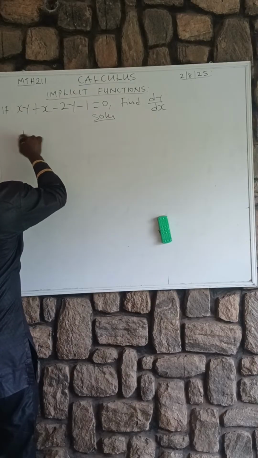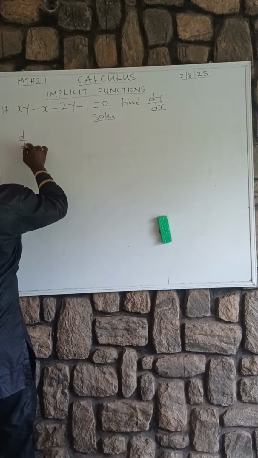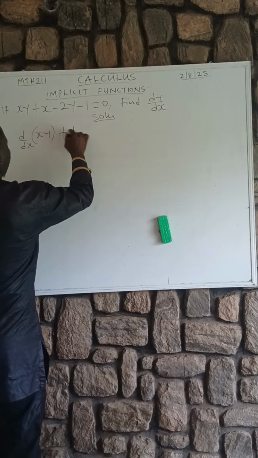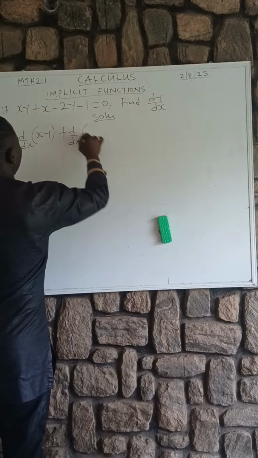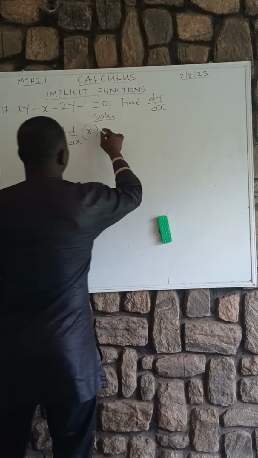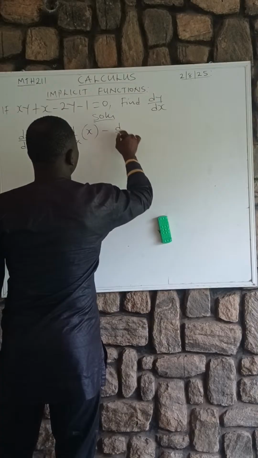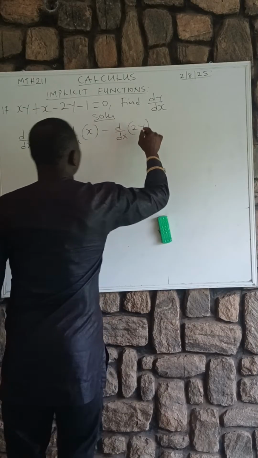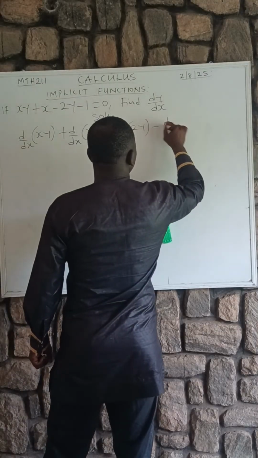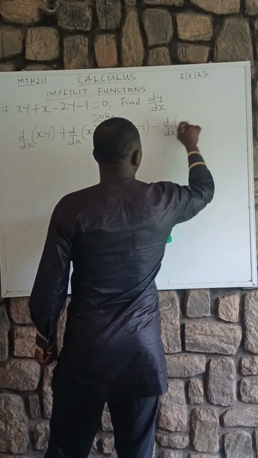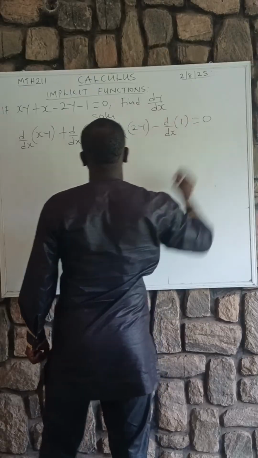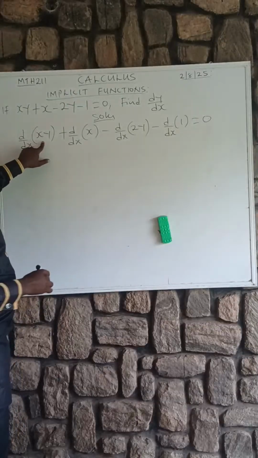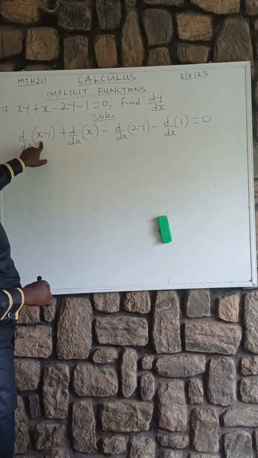We are going to have d/dx of (xy) plus d/dx of (x), then minus d/dx of (2y), then minus d/dx of (1) equals 0. Do you agree with me? Okay. So this means differentiate what is inside there, and here we have two functions.